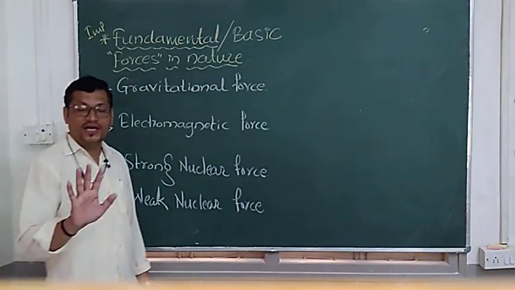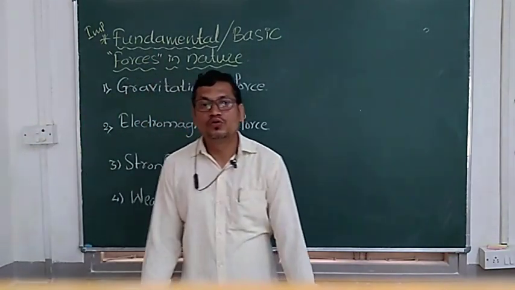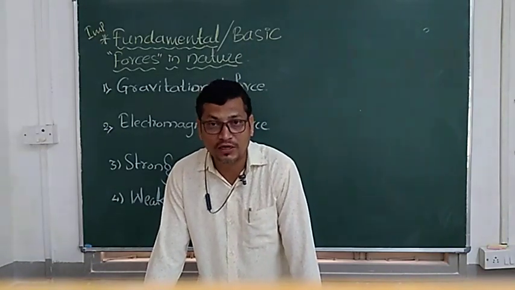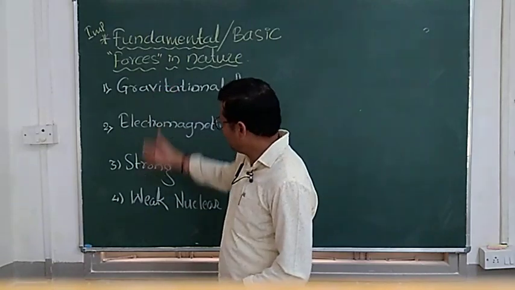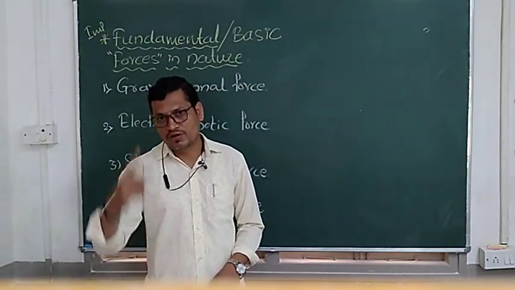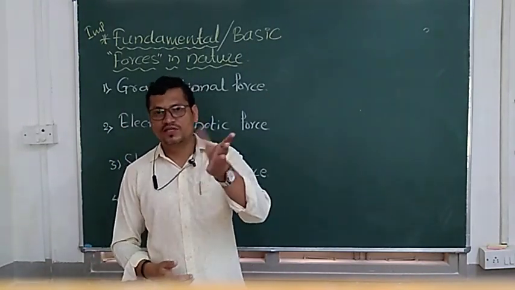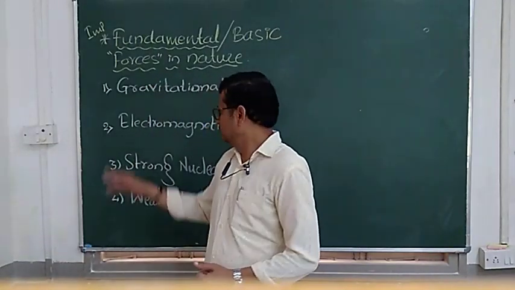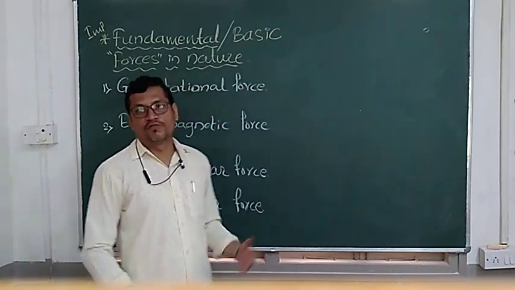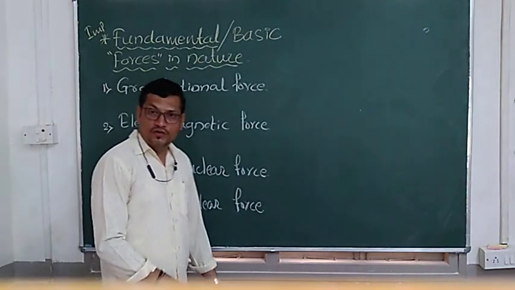Very important question. Again and again I am telling this. They may ask for 2 marks: write 2 fundamental forces in nature. Then you can write any 2 of these. Instead of writing 4, you would write any 2 out of 4. So very easy. First one is gravitational force, second is electromagnetic force, third is strong nuclear force, and fourth is weak nuclear force.